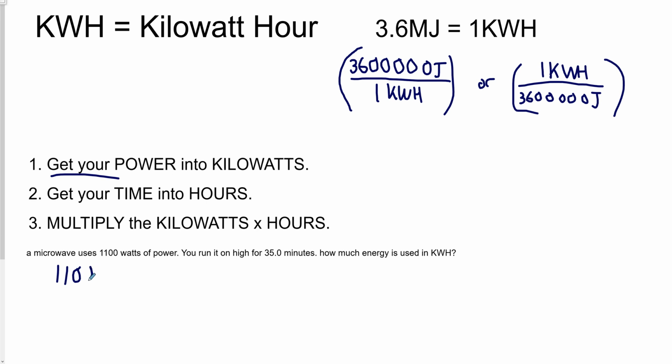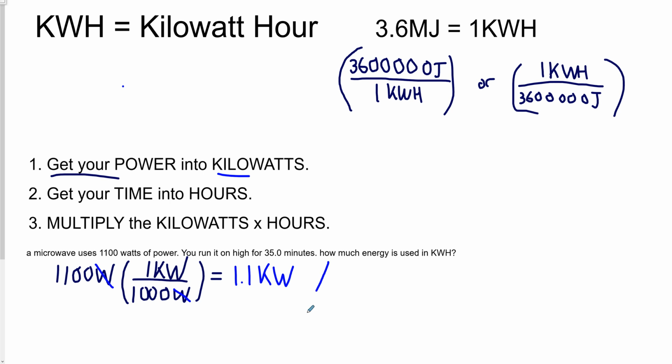Easily done. So here's 1,100 watts, and I convert. There is 1 kilowatt, and that's 1,000 watts. So our math is going to let us get rid of watts as a unit, but it's okay because we still got kilowatts. And remember, that's the whole point, is to turn this into kilowatts. So we have 1.1 kilowatts.